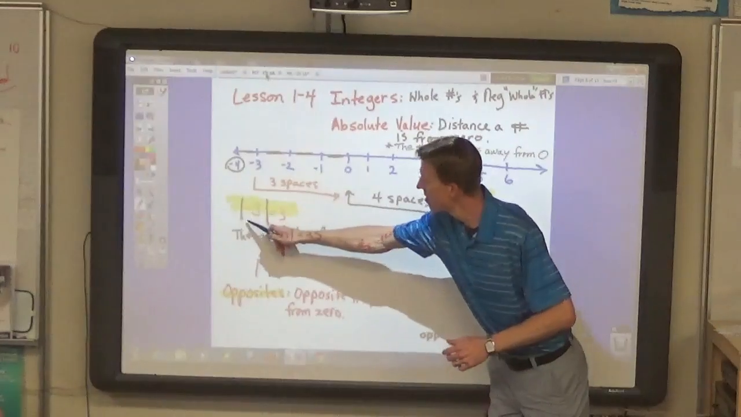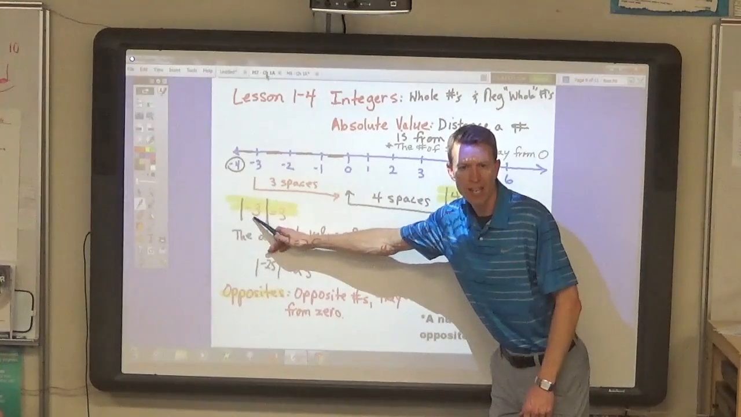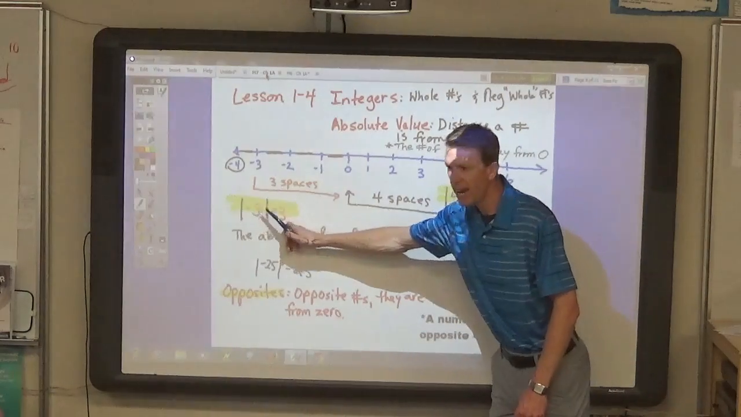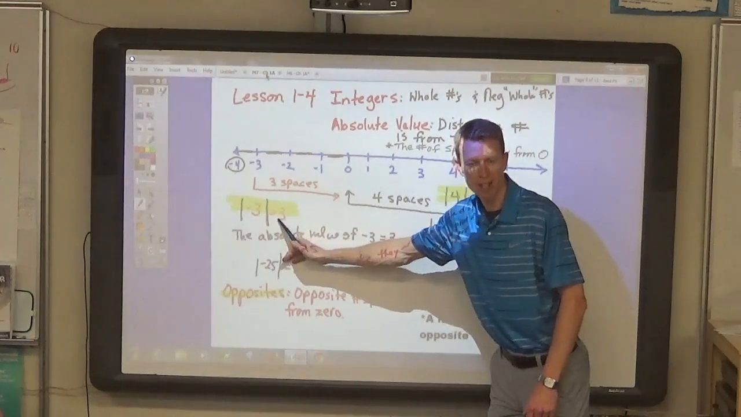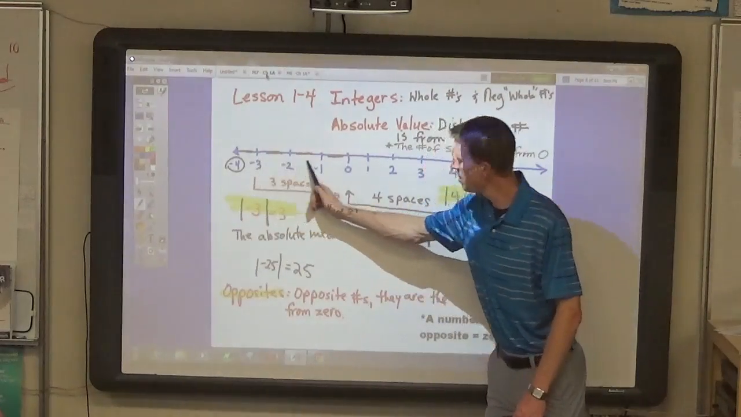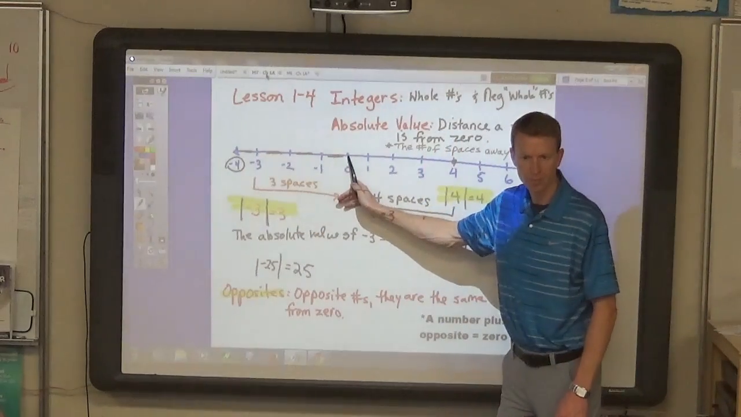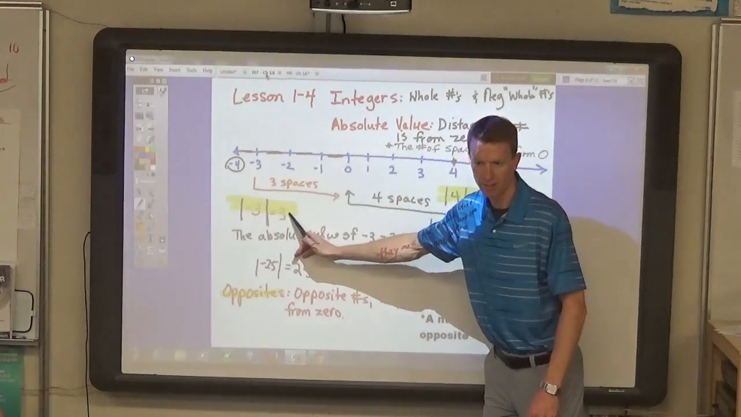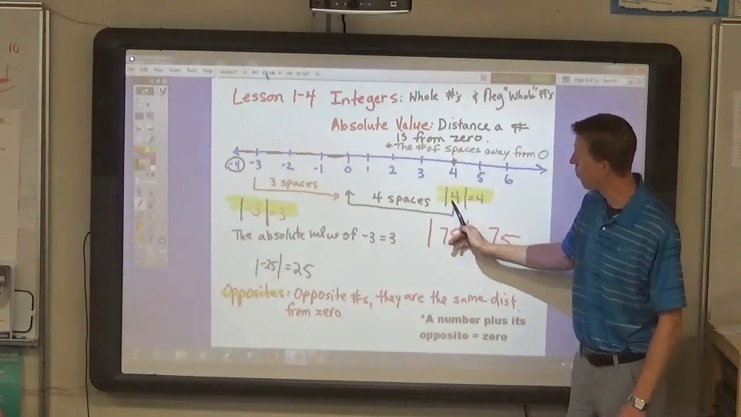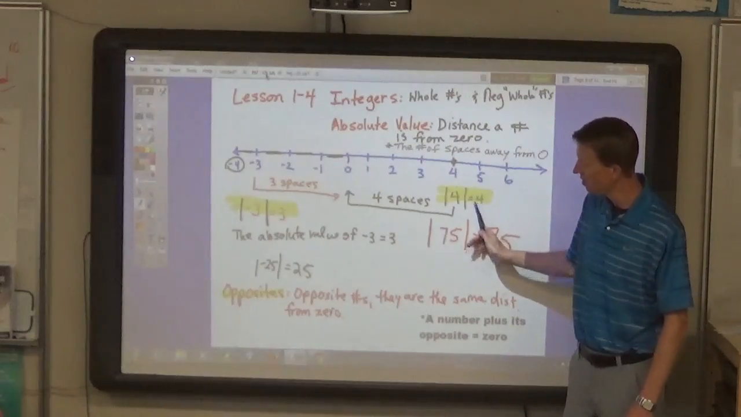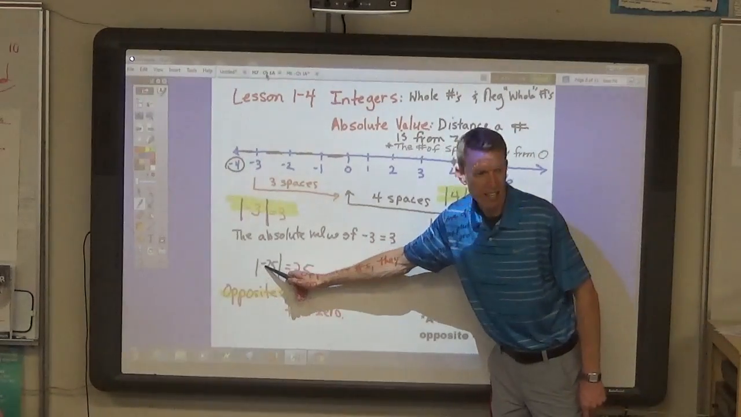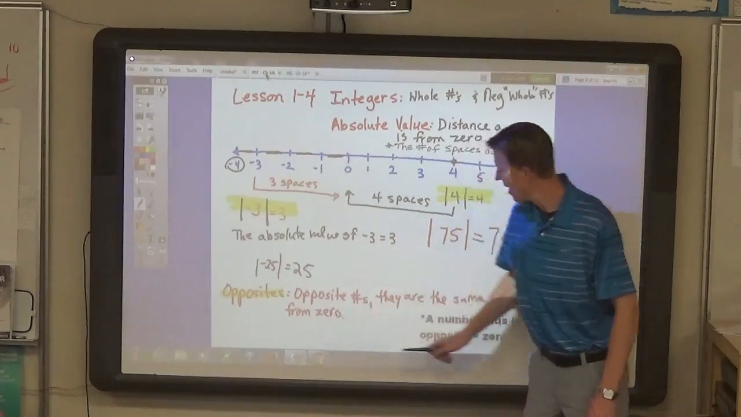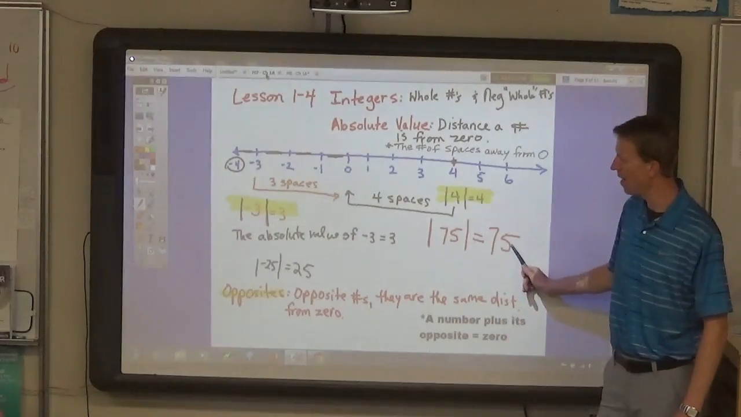This is read as the absolute value of negative 3. And so, the answer to this is 3 because the absolute value is 3 spaces from 0. The absolute value of negative 3 is 3. The absolute value of 4 is 4. The absolute value of negative 25 is 25. And the absolute value of 75 is 75.